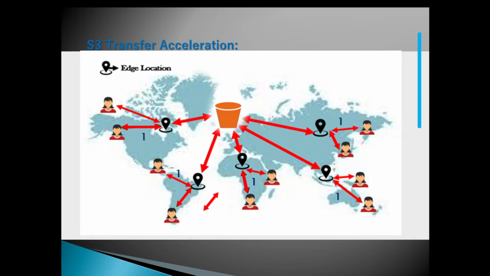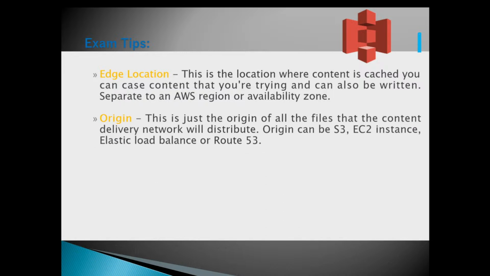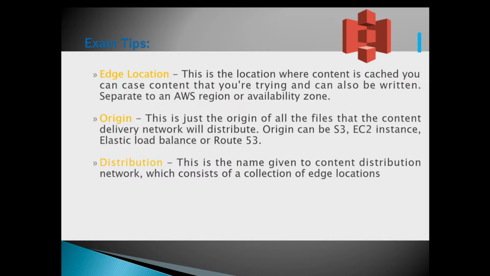This is again the same image which we have seen yesterday. Okay, so for exam purposes, you should know what is edge location, what is the origin, what is the meaning of distribution. Edge location is a server which is independent from region and availability zone. They are the actual servers where the cache will be created. Origin is basically the server or the site where your data is residing and you want to create a cache of the data. Distribution is a collection of edge locations.